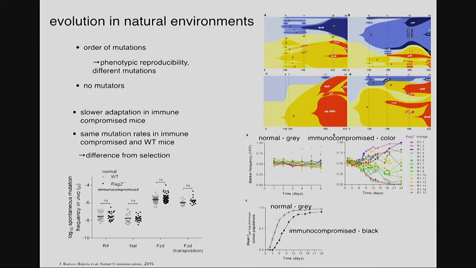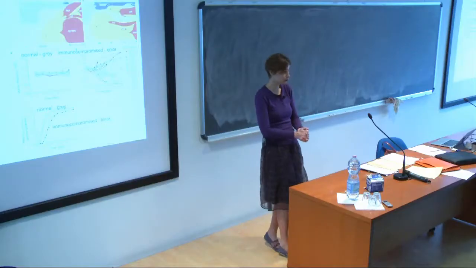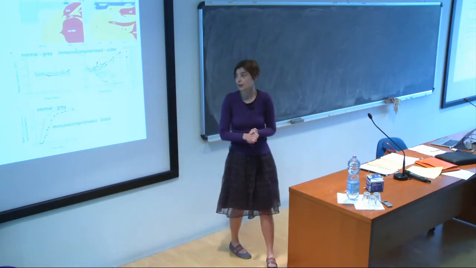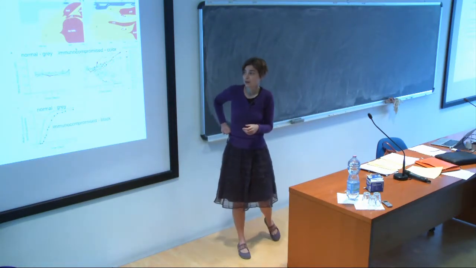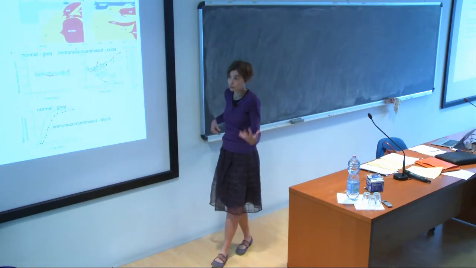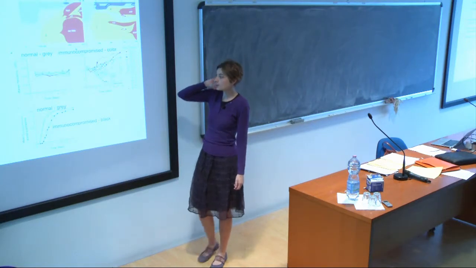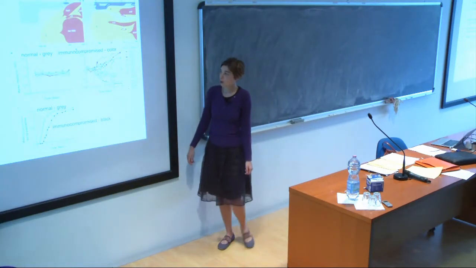So then she looks at immune compromised mice. You've probably heard all these microbiome stories, right? That the bacteria in our gut determine whether we're fat or thin or beautiful and all that, healthy, and so on. Basically, these are bacteria in the gut, and she was interested in how interactions with the immune system determine the evolution of these bacteria, because that's also their environment. And so she made some mice that have a compromised immune system, an immune system that doesn't work. And the first thing she saw is that evolution is much, much slower.